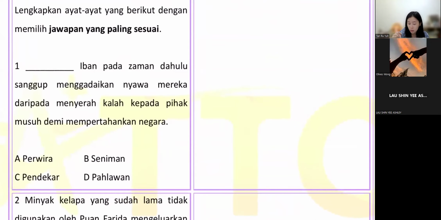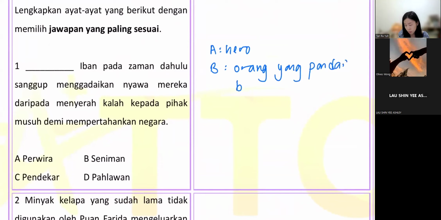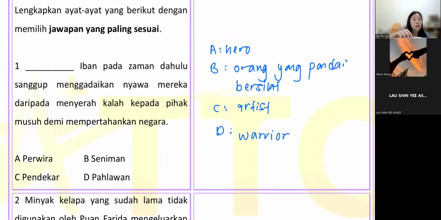Question number one. A is hero. B is orang yang pandai bersilat. C is artis. D is warrior. Okay, Ashley, like apa Iban pada zaman dahulu sanggup mengadaikan, means mortgage their life, mereka daripada menyerah kalah, like surrender, kepada pihak musuh, enemy, demi mempertahankan, to protect the country. So what is your answer? A, B, C, D.